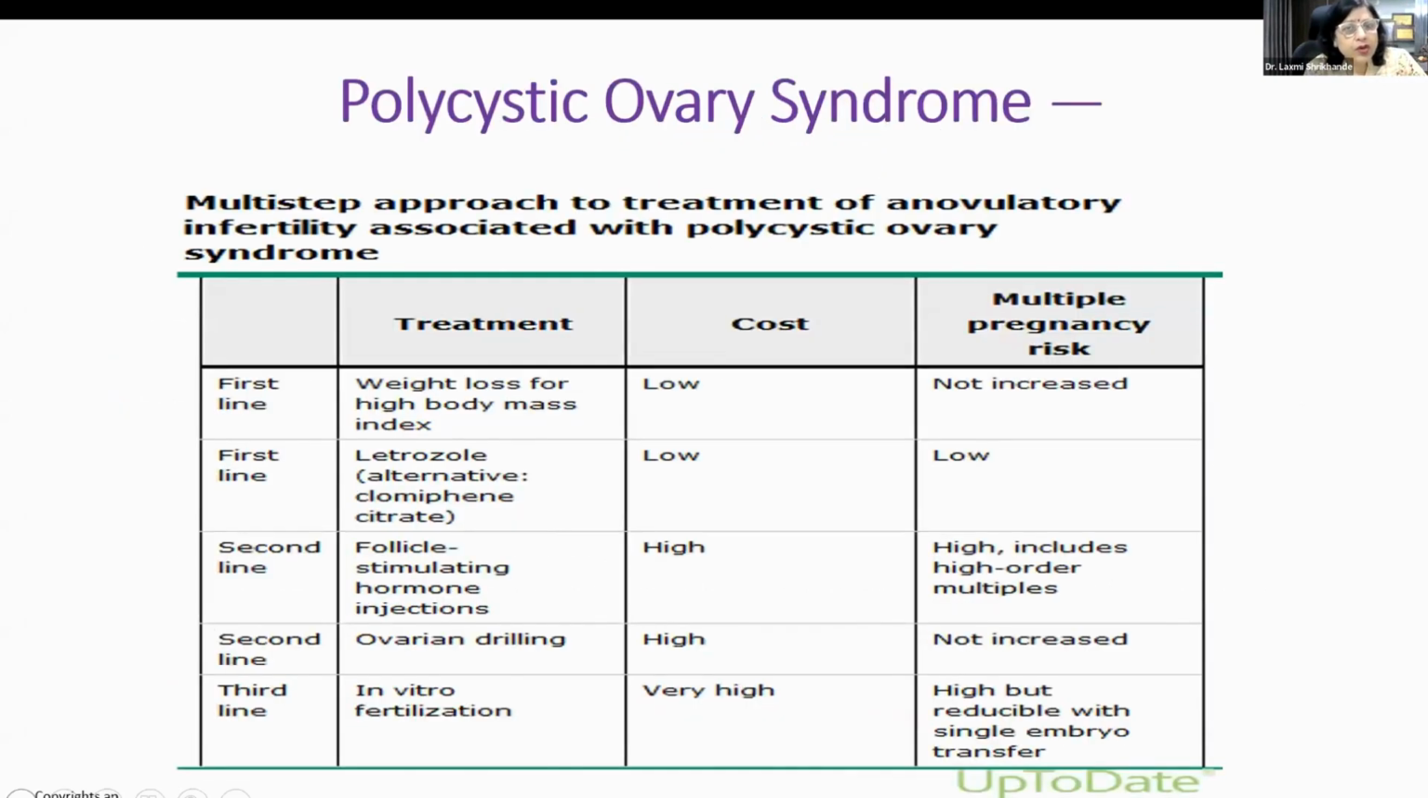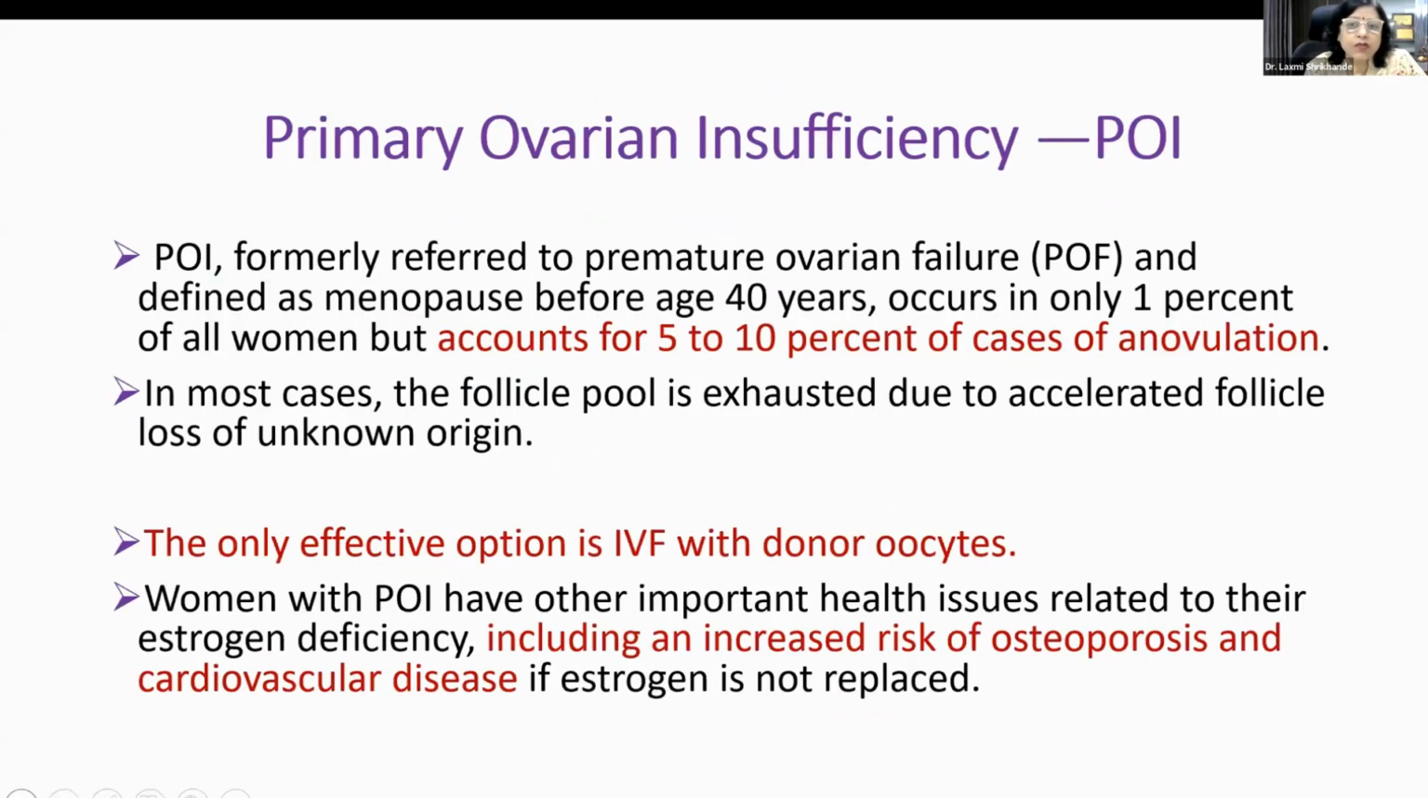When it comes to PCOS, the 2018 guidelines clearly tell us that lifestyle modification is the first approach towards managing anovulation in cases of PCOS. What about POI? It accounts for 5 to 10% of the cases of anovulation, and the effective option is IVF with donor oocytes. But don't forget that these women are at higher risk for osteoporosis and cardiovascular diseases later in their life.